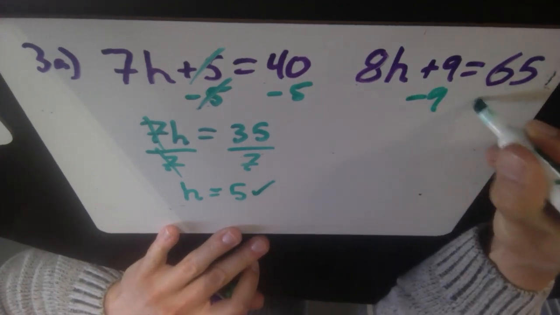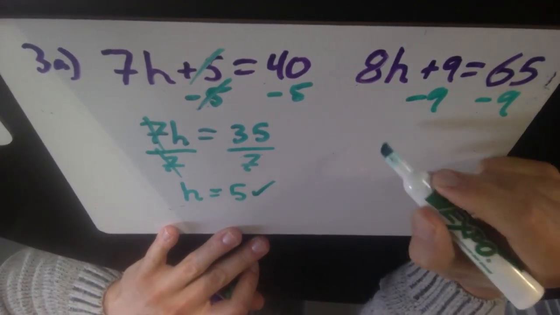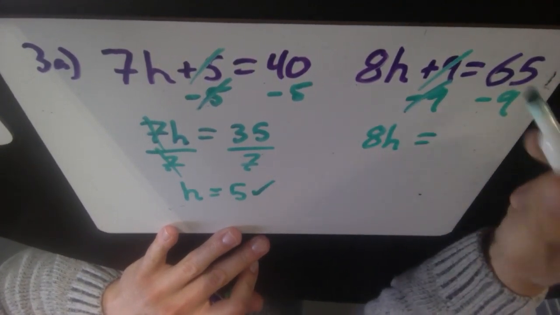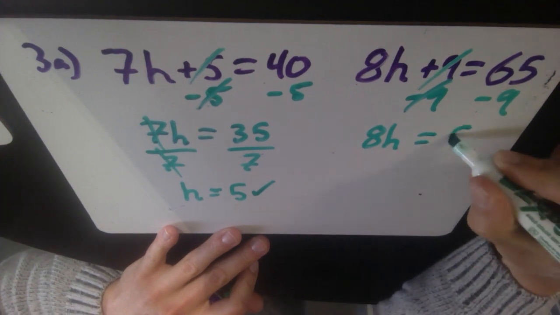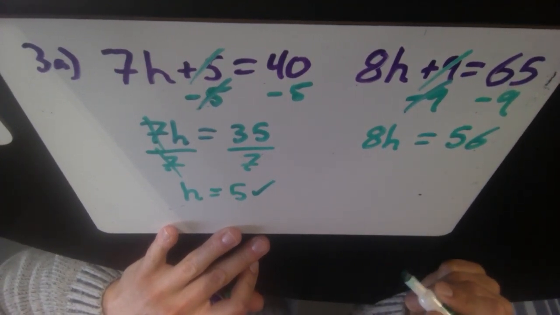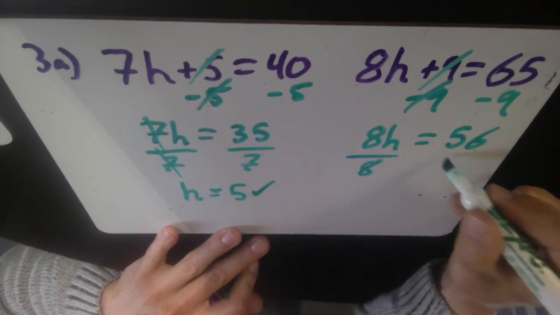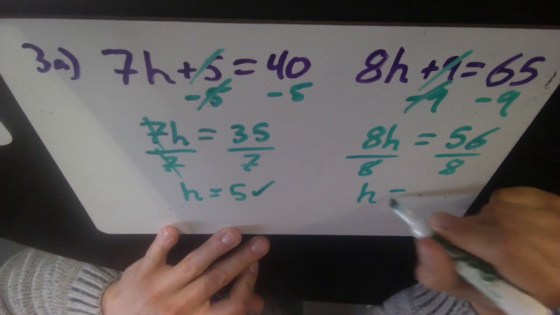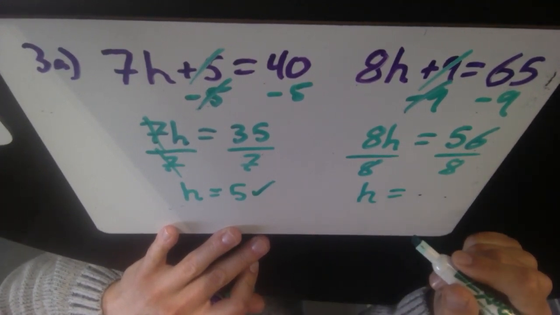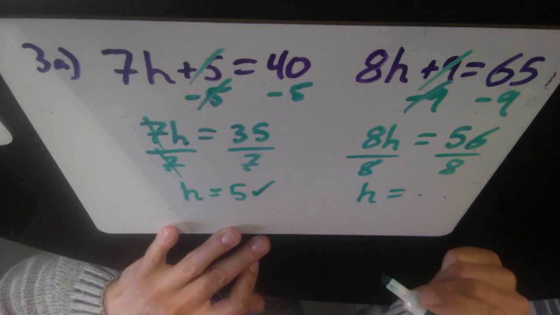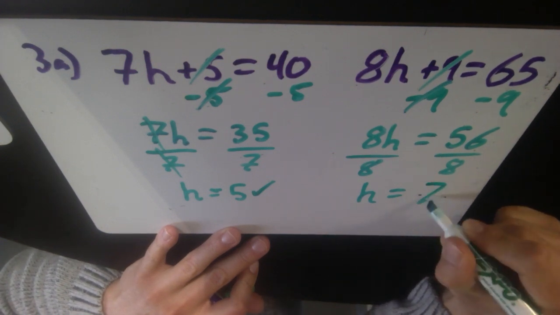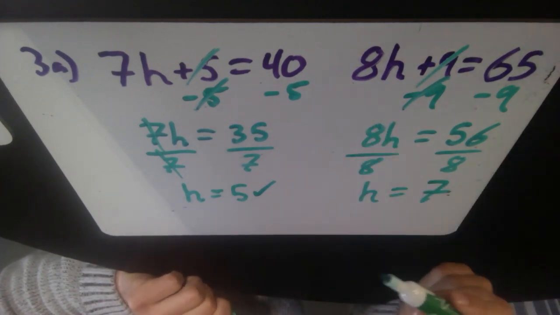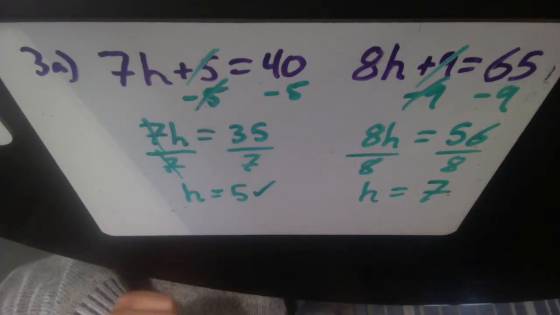Subtract 9, subtract 9. I am left with my 8H, because these 9's canceled out, equals 65 subtract 9 is 56. Divide by 8 on this side, divide by 8 on this side. I'm left with my 1H equals 56 divided by 8, which should give us 7. So H equals 7. 1 mark for writing your equation, 1 mark for having your answer.